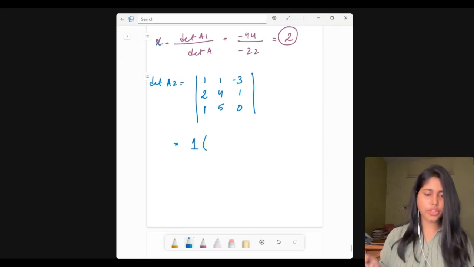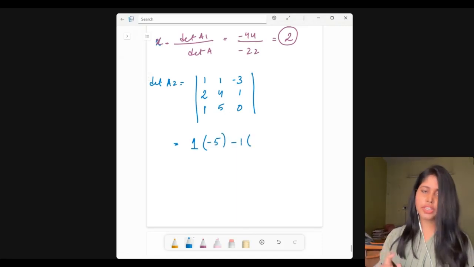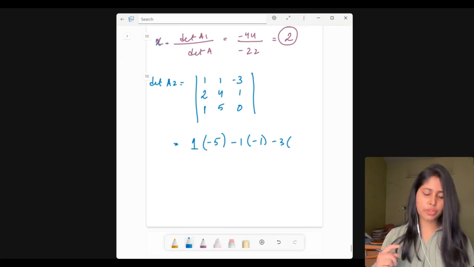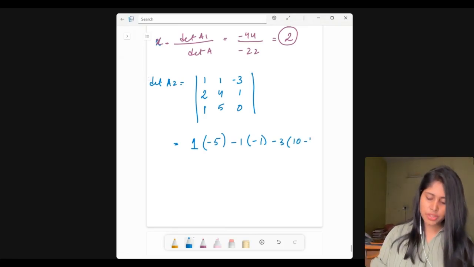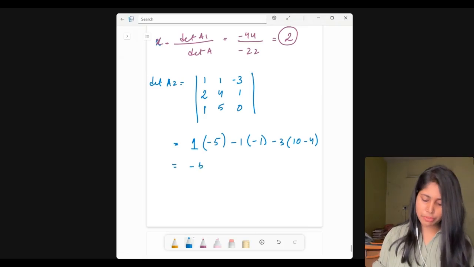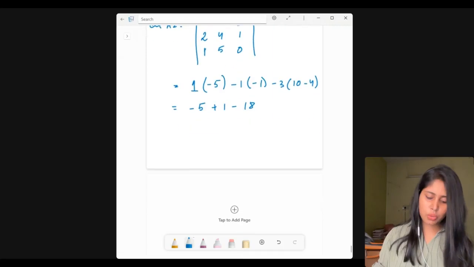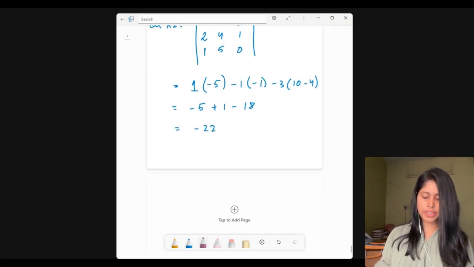1 into 4 into 0 is 0, and minus 1 into 5, which is basically minus 5. And then minus 1 into 2 into 0 is 0, minus 1, right? So minus 1, and then minus 3 into 2 into 5, 10 minus 4, right? So now if you calculate it, minus 5 plus 1 minus 18. 6 into 3, 18, right? So what do we get here? Minus 22.